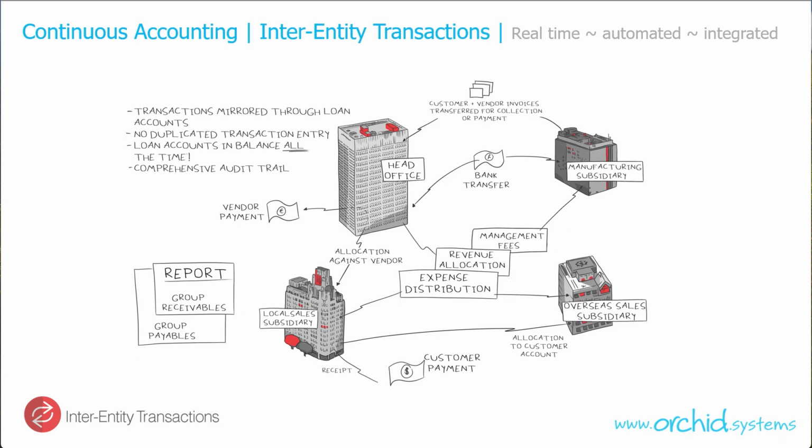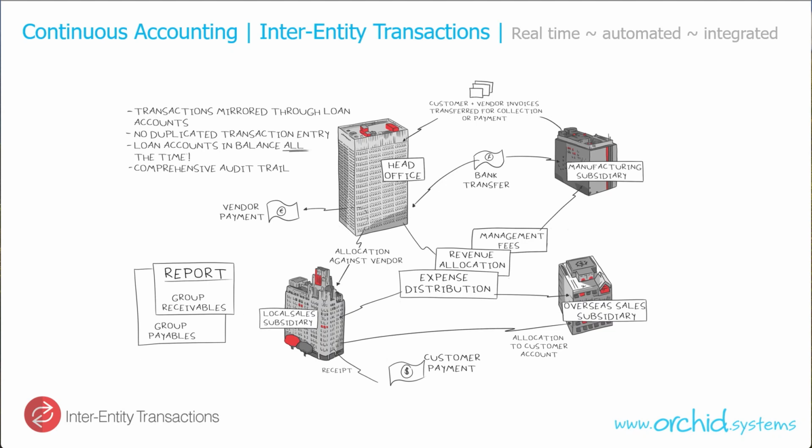That is, when the source transaction is posted, be it an AP invoice which results in an expense distribution to other entities, an AR invoice which results in revenue allocation to other entities, allocation of management fees across subsidiaries, bank transfers between entities, or the allocation of payments or receipts across multiple entities. By automating the loan account entries in the source entity and the expense or revenue or bank entry with the associated loan account entries in the target entity, the balances in all entities are updated in real time.